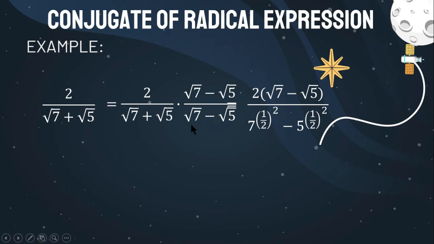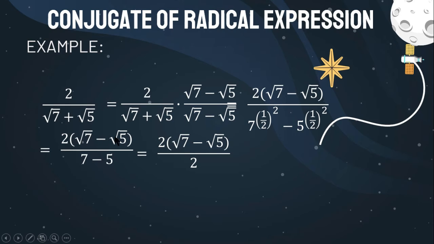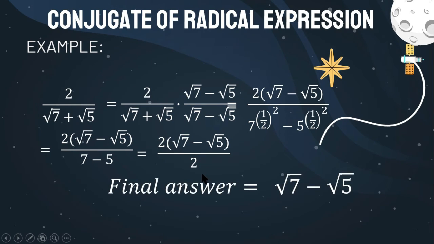So we just have to remove the square root, so that would become 7 minus 5. And that is 2. And then we divide 2 by 2, so that is 1. So the answer is square root of 7 minus square root of 5. Next example.